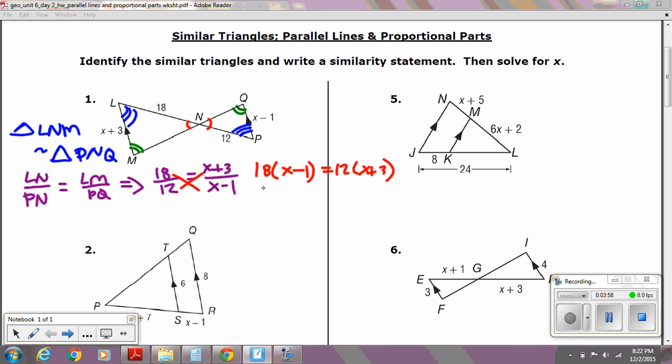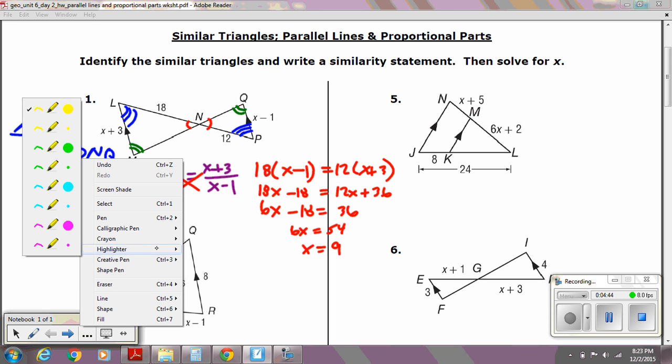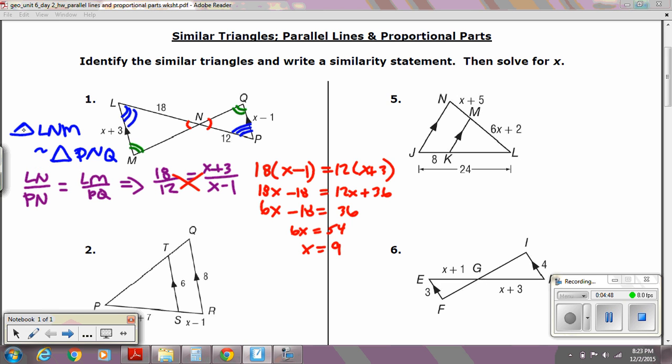So now we distribute 18, and that would give me 18x minus 18 is equal to, now we distribute the 12, 12x plus 36. First, I'm going to subtract 12x from both sides. That would give me 6x minus 18 equals 36. Then I would add 18 to both sides, which would give me 6x is equal to 54. And divide both sides by 6, so I would have x is equal to 9. So at the end of the day, I did everything that I was expected to do. Here's my similarity statement, and here's x.